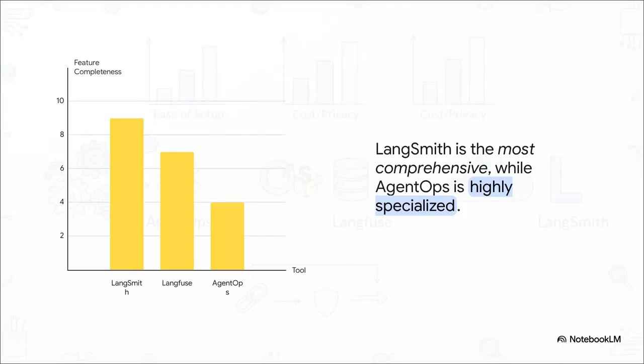So if you're just looking for the sheer number of features, the biggest toolbox, LangSmith is the most comprehensive platform out there. It really does a little bit of everything. LangFuse is also packed with features. But AgentOps, while it has a more focused feature set, is without a doubt the absolute best at what it's designed for, giving you deep, specific insights into how your AI agents are behaving.